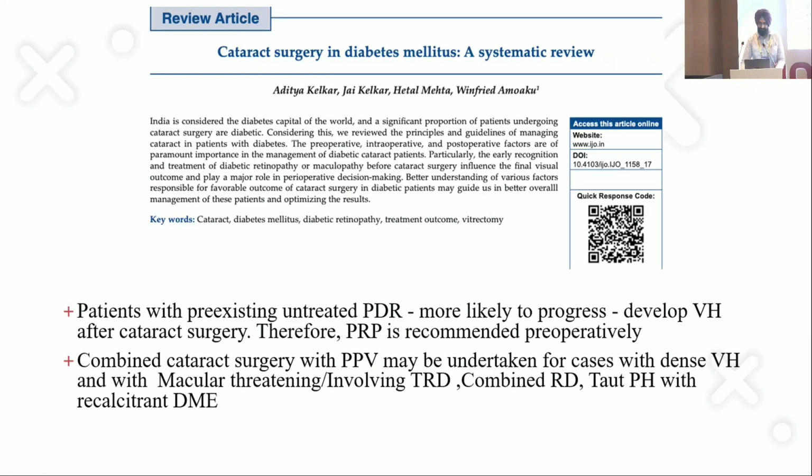So let's come to specific cases. Cataract surgery in diabetics. We all know diabetics develop cataracts early. The most common type is senile. Snowflake cataract can be seen. Patients who have a pre-existing untreated PDR are more likely to progress and develop vitreous hemorrhage after cataract surgery. Therefore, PRP is recommended preoperatively if the media allows. If not, these days we give anti-VEGF after ruling out tractions.